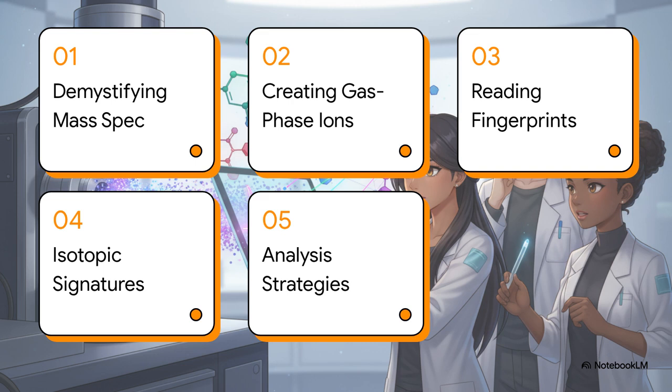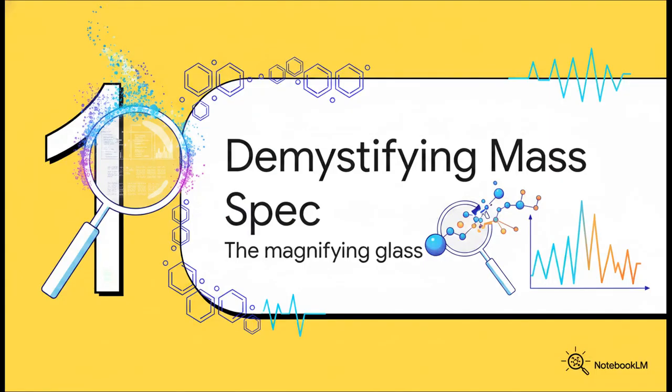Here is our syllabus for today's lecture. 1. Demystifying mass spectrometry. 2. Creating gas phase ions. 3. Reading molecular fingerprints. 4. Decoding isotopic signatures. And 5. Strategies for interpretation. Let's jump right into section 1.